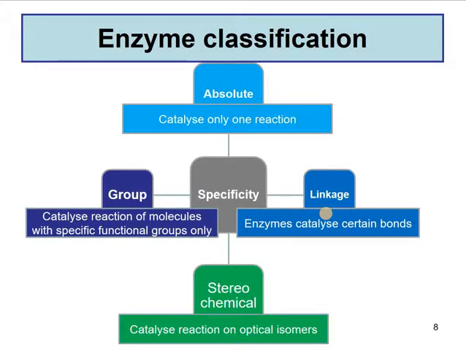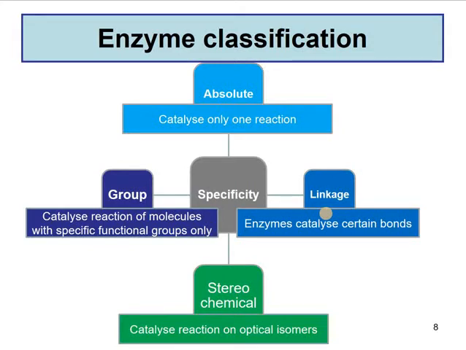And then we also have what we call group specificity, whereby the enzyme catalyzes reactions of molecules with specific functional groups only. So of the functional groups that you guys still remember that you did in carbohydrates, you have your ketones, you have your aldehydes, you have your methyls. So meaning that if this enzyme is catalyzing a reaction, it will only go for the aldehyde group only. And then we have linkage specificity, where the enzyme can only catalyze a reaction in which the molecules contain certain bonds.